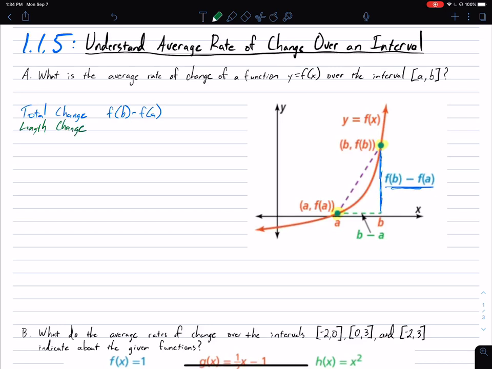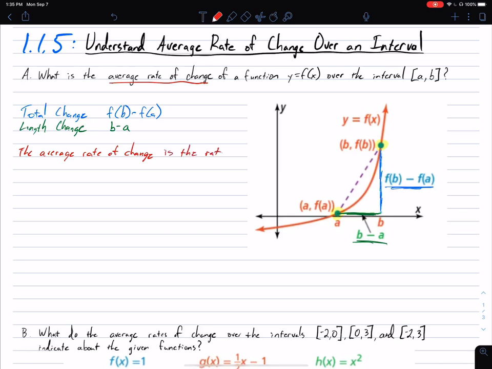is from a to b, this part here, right? So that's going to be b minus a. That's going to tell us how far we went, in this case, left to right. So we want, let's go red here, we want the average rate of change. So the average rate of change is going to be the ratio between those two numbers.